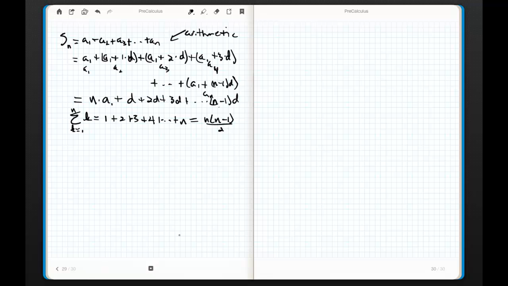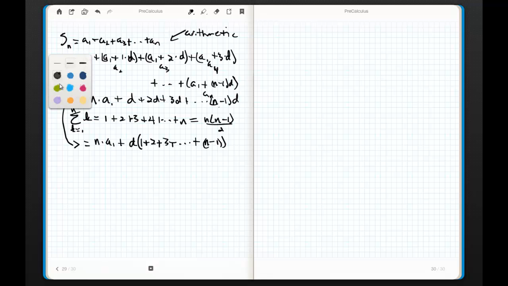Now, why did I just show you that? Well, watch. If I do a little bit of algebraic tomfoolery, this guy turns into n times a1 plus d times 1 plus 2 plus 3 plus dot, dot, dot plus n minus 1. You see that? Which really, if you think about it, all that it does is, I'm going to change the colors on this, it changes this into the sum.